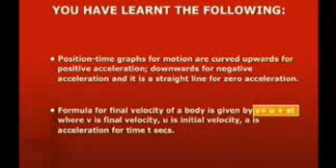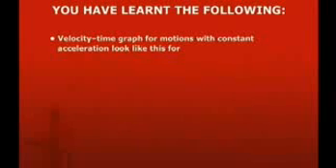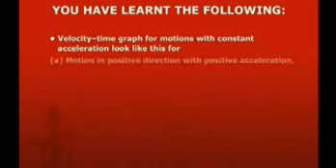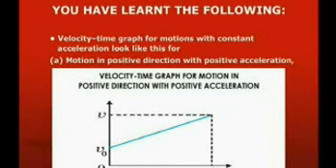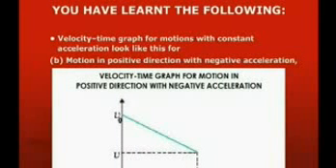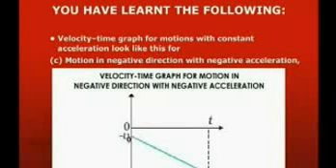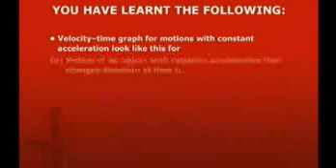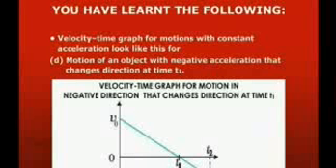The formula for final velocity of a body is given by v is equal to u plus at, where v is the final velocity, u is the initial velocity, a is the acceleration reached in t seconds. Velocity time graph for motions with constant acceleration look like this for motion in positive direction with positive acceleration, for motion in positive direction with negative acceleration, for motion in negative direction with negative acceleration, for motion of an object with negative acceleration that changes direction at time t1.